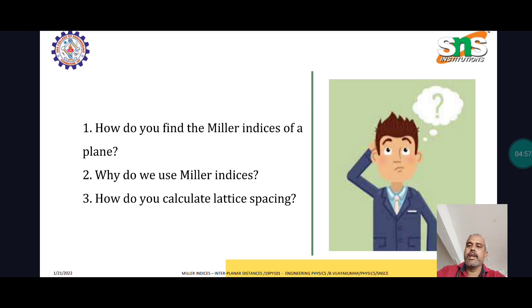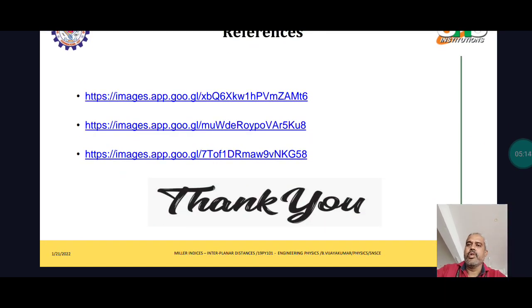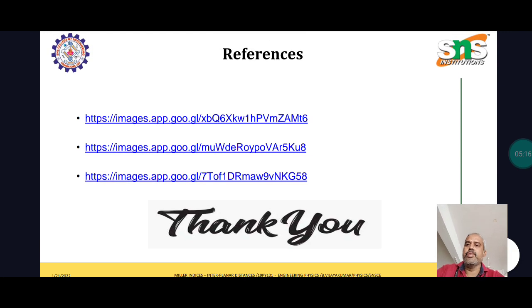And how do you calculate the lattice spacing? That means the interplanar spacing. The formula is d equal to a divided by root of h squared plus k squared plus l squared. So we get the answers to these three questions from this PPT. This is all the reference I prepared from this PPT.